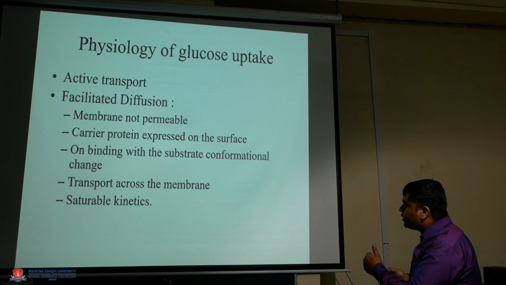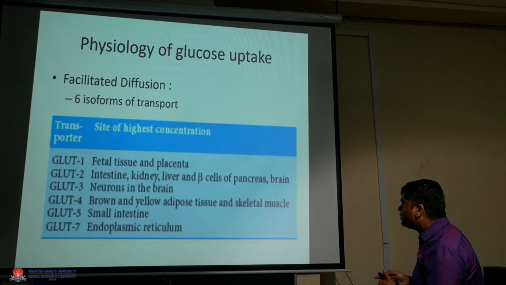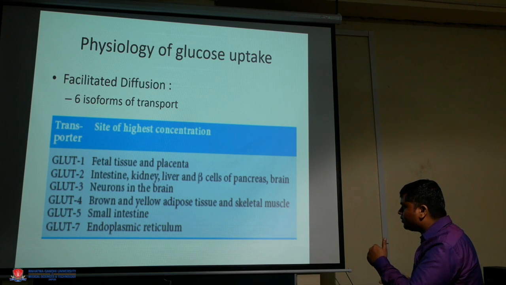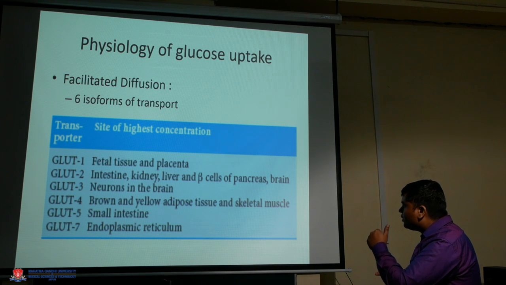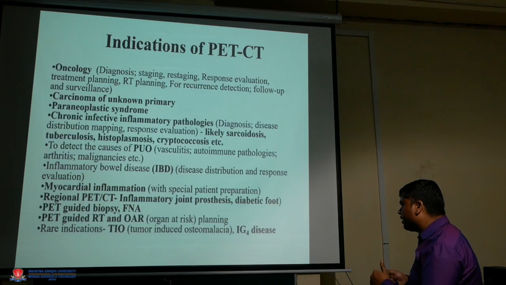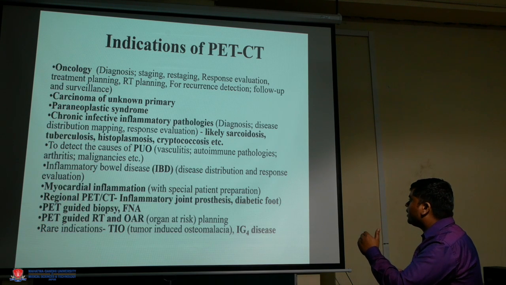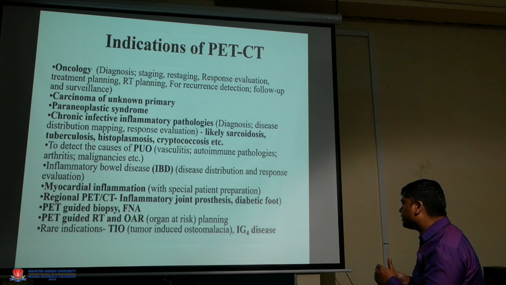The trapping of the F18 FDG inside the cells is through active transport as well as facilitated diffusion. The facilitated diffusion at various sites is shown by the GLUT transporters, localized as GLUT 1 to 7 at various sites. There are various indications for PET-CT, oncology and non-oncology conditions, and we are also doing PET-CT guided interventions like PET-CT guided biopsy, FNAC, and RT planning and RFH.